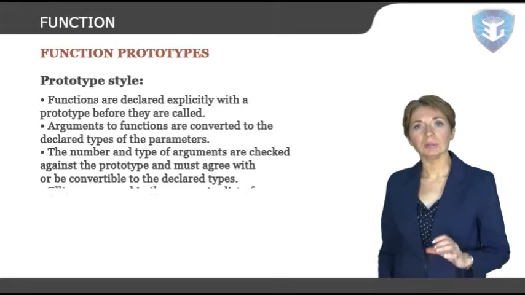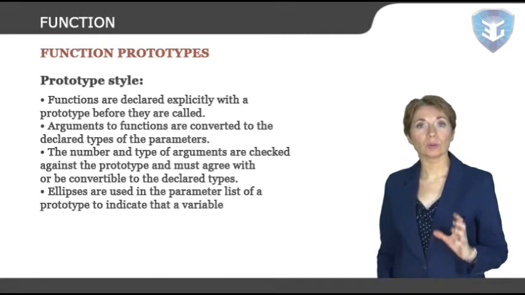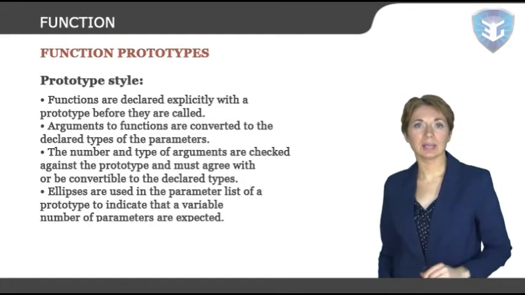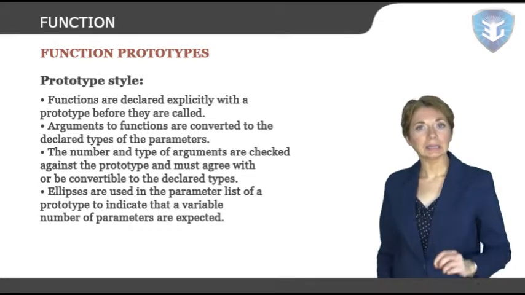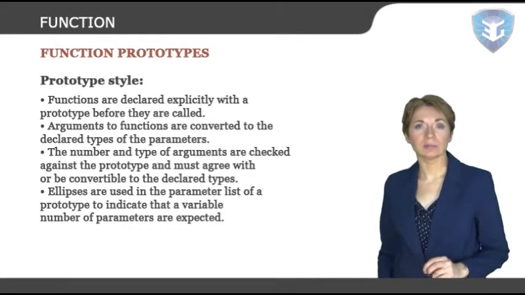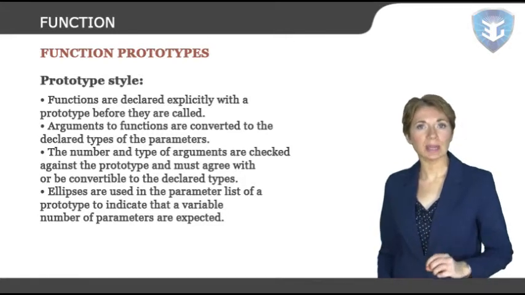The number and type of arguments are checked against the prototype and must agree with or be convertible to the declared types. Empty parameter lists are designated using the void keyword. Ellipses are used in the parameter list of a prototype to indicate that a variable number of parameters are expected.